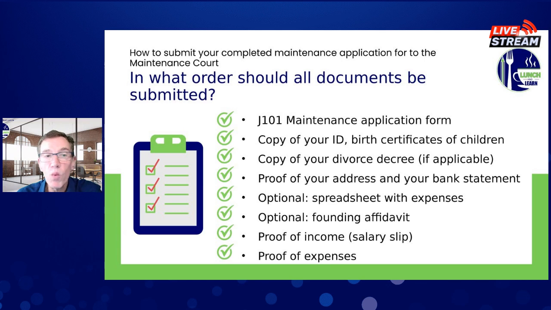Right, so in what order should all these documents be? We've got a whole book of documents that needs to be submitted, but it's actually very simple. You start off with a J101 form. Remember the form that you've completed, copy of your ID. If you have submitted an affidavit, that would also be marked A, B, C, D, and E with all the annexures. Then you just include that as well.